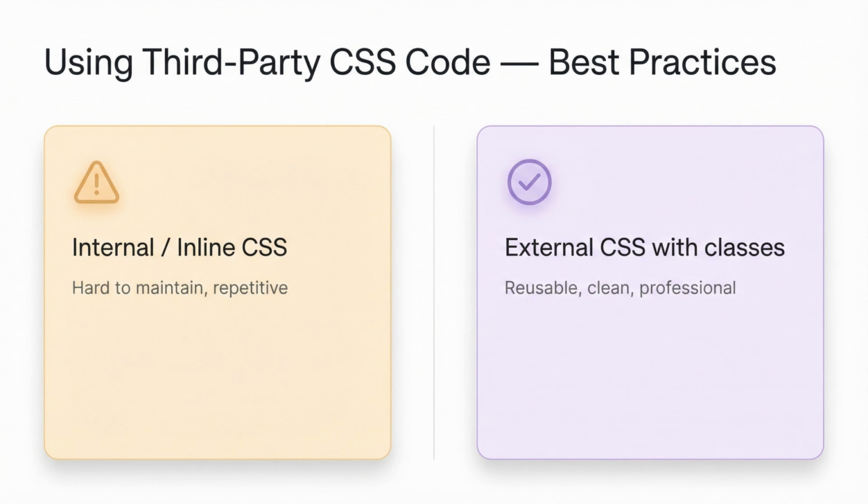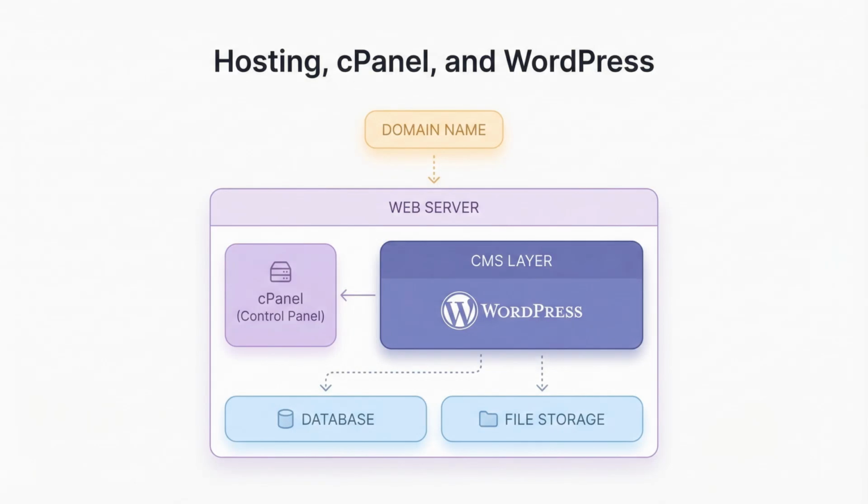When you bring in CSS code from external sources, like hover effects, pre-built components, or animation libraries, the right approach is to apply them using classes, not by targeting HTML tags directly. Using classes keeps your code modular and reusable. You can apply the same class to multiple elements, and you won't accidentally break styles across your whole page by changing a tag-level rule.